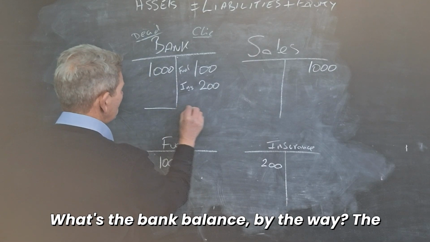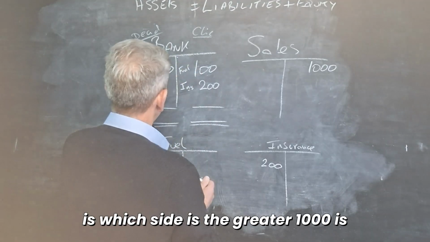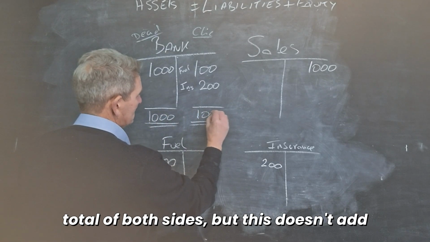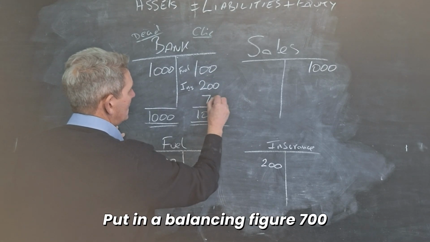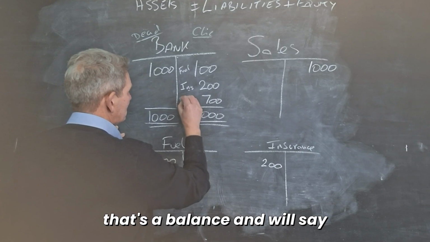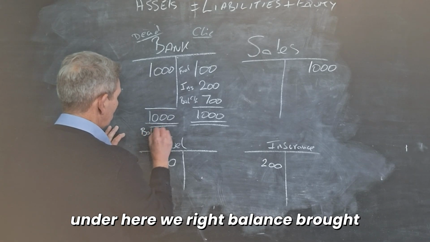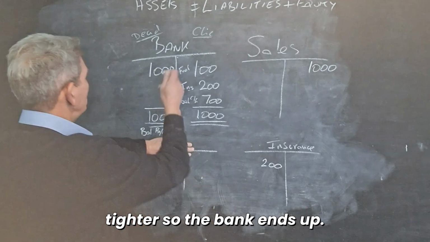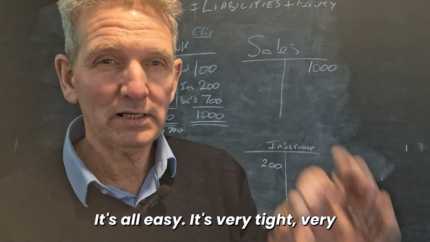What's the bank balance, by the way? The way we do a balance on T accounts is which side is the greater? 1,000 is the greater, so we put it on the total of both sides. But this doesn't add up to 1,000, so we have to put in a balancing figure, 700 to balance. So 100, 200, 700 equals 1,000. That's a balance, and we'll carry that forward. And then under here we write balance brought forward is 700. So the bank ends up with 700, fuel's 100, it all balances, it's all easy, it's very tight, it's very logical.